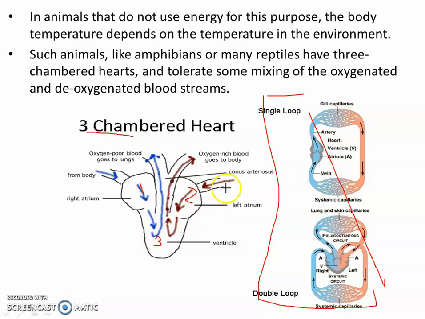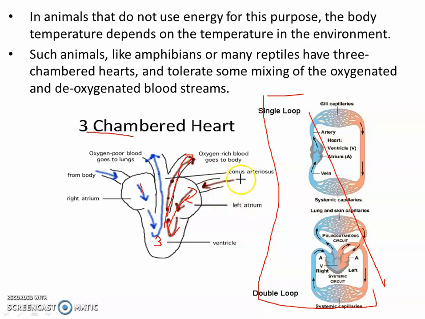Right, let us see how the blood is passing through the 3 chambers in the case of reptiles and amphibians. So the left atrium will receive the oxygen rich blood from the lungs. Oxygen will reach the lungs, and who collects the oxygen rich blood reaching the lungs? It is reaching the left atrium. Okay, and the left atrium will push this blood into the ventricle. And from the ventricle, the oxygen will leave to the body cells.